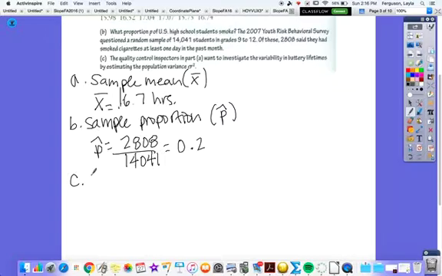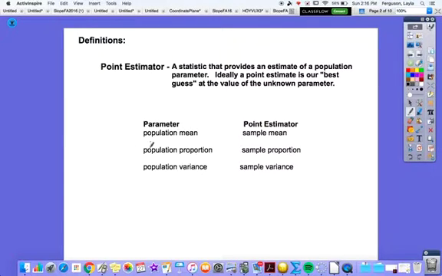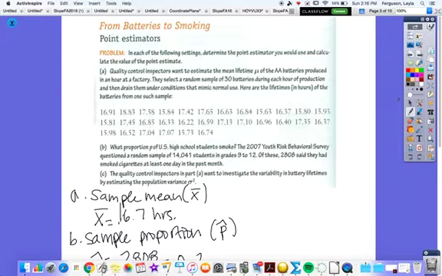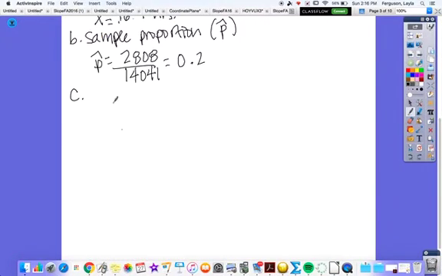C says the quality control inspectors in Part A want to investigate the variability in battery lifetimes by estimating the population variance, sigma squared. Because we are looking at the population variance, we would be using the sample variance as our point estimator. So we're going to use sample variance for this. And remember that sample variance would be your standard deviation squared.